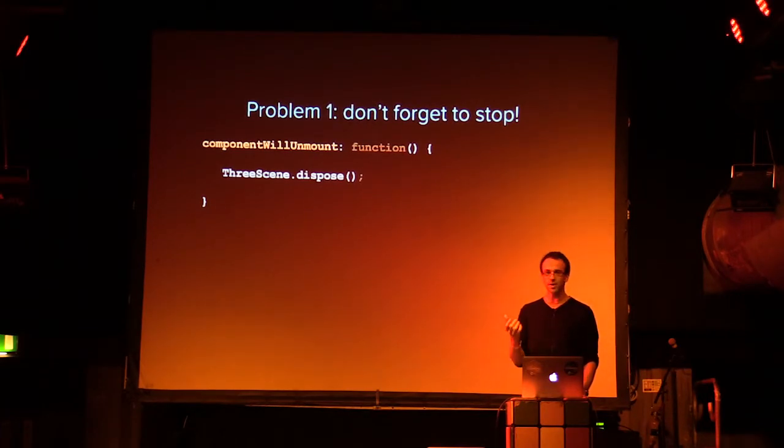And I was kind of surprised that actually it didn't break anything. My 3GS scene module was still happily just calling animate 60 times every second, even though there was no canvas to actually render to anymore. So one thing that's probably important to remember is don't forget to actually stop this and tear it down in the componentWillUnmount method as well.